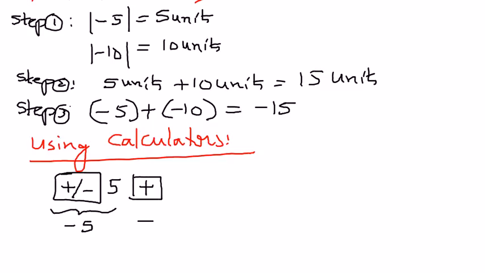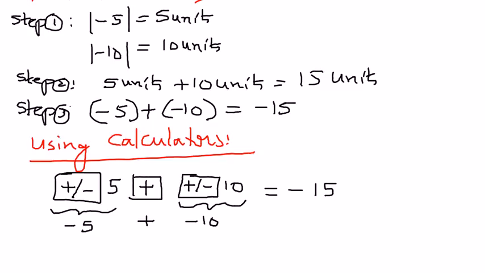Then you're going to add that to the next number. If you enter the positive negative button and then enter 10, the display on your calculator screen will come out as -10, and when you press enter, this is going to come out as -15. Try this out on your calculators and you will see that is how the simplification process goes.